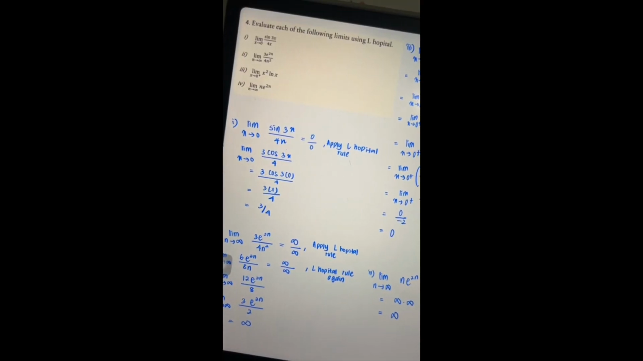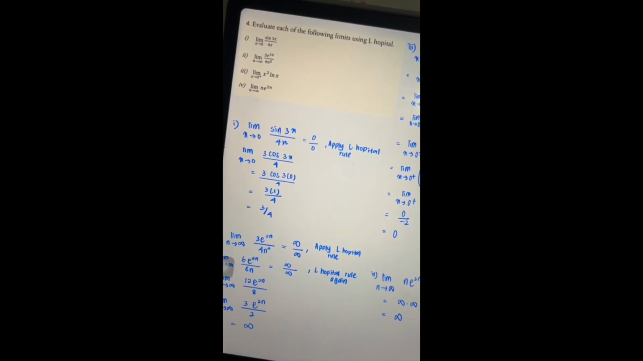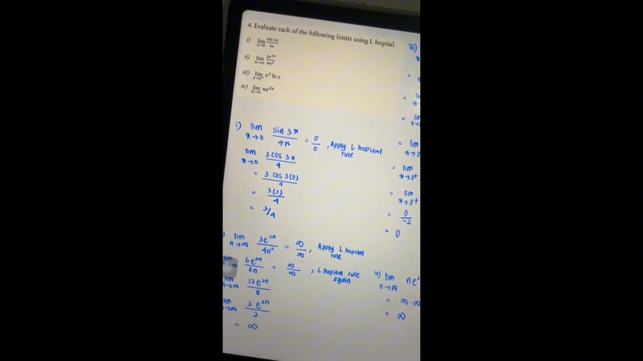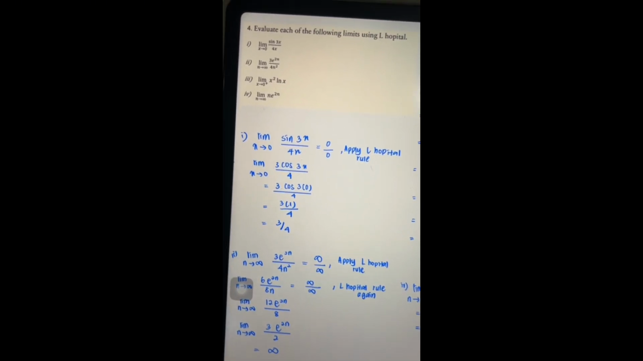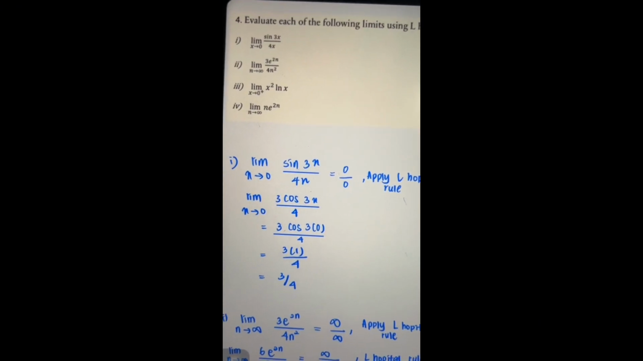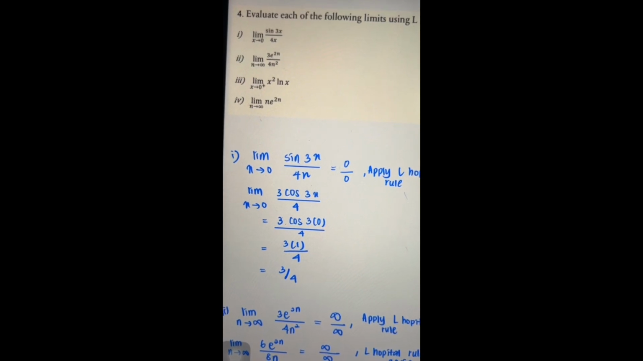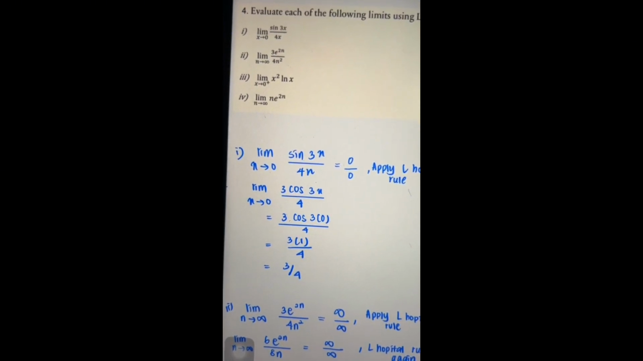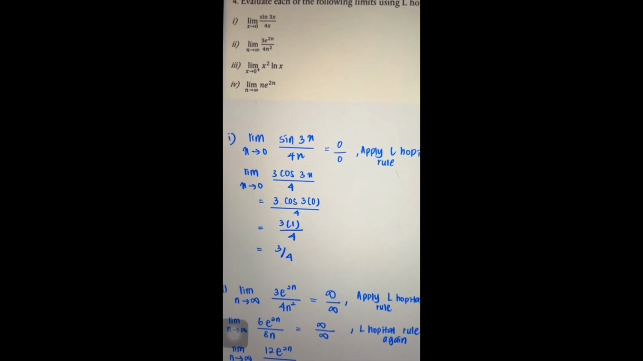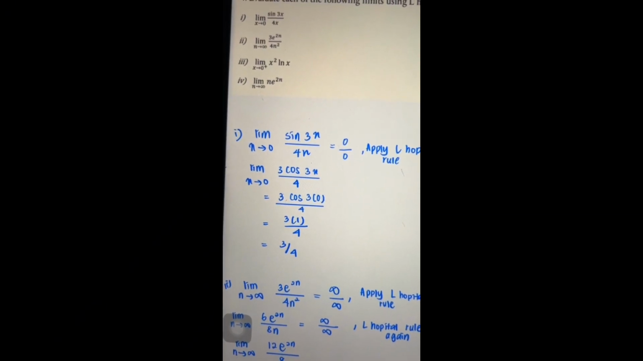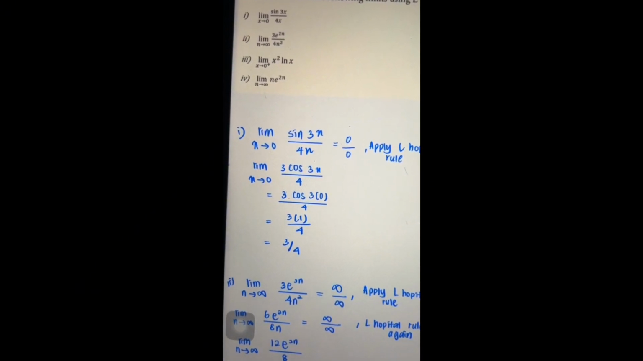Hi and Assalamualaikum everyone. Today I will be presenting question 4, which is we need to evaluate each of the following limits using L'Hopital. So for the first one, we substitute x equal to 0. The numerator sin 3x becomes sin 0 and the denominator 4x also becomes 0. Since this gives the indeterminate form 0 over 0, we can apply L'Hopital rule. So we need to differentiate both numerator and denominator separately. We got derivative of sin 3x is 3 cos 3x and derivative of 4x is 4.